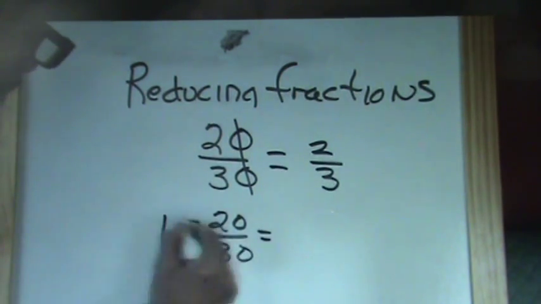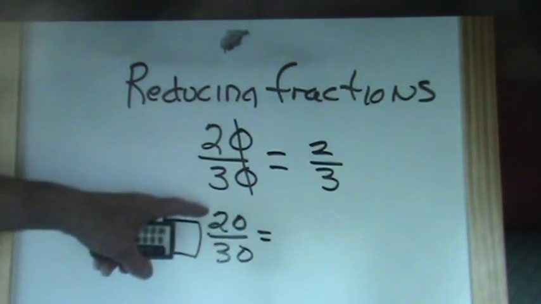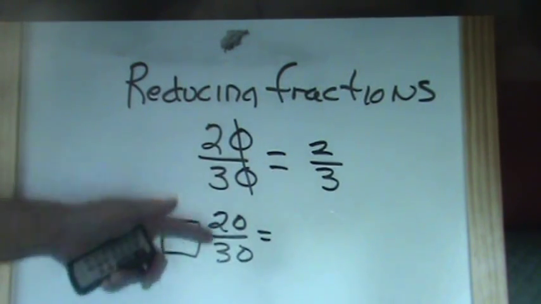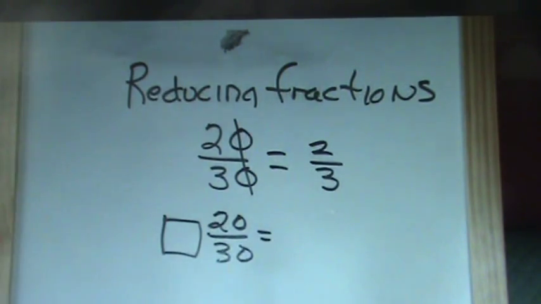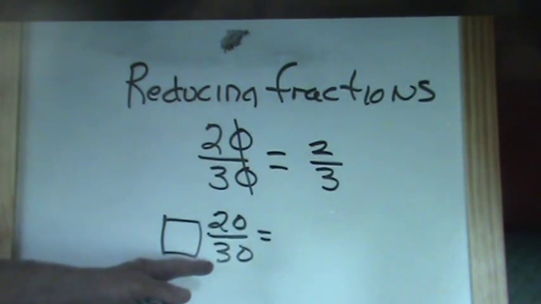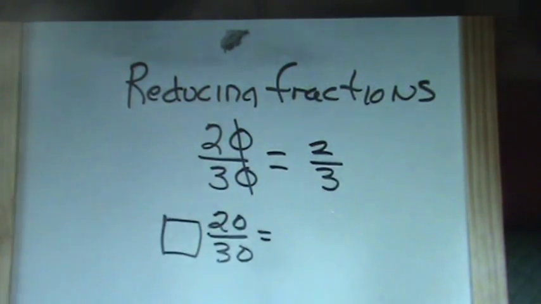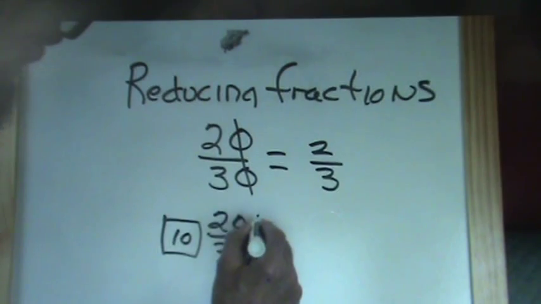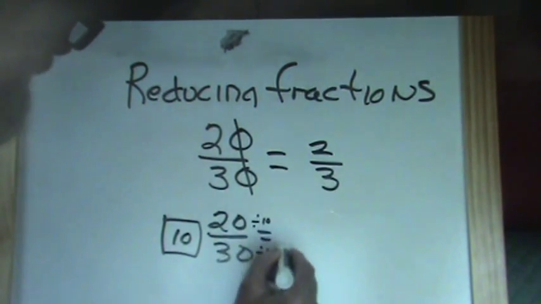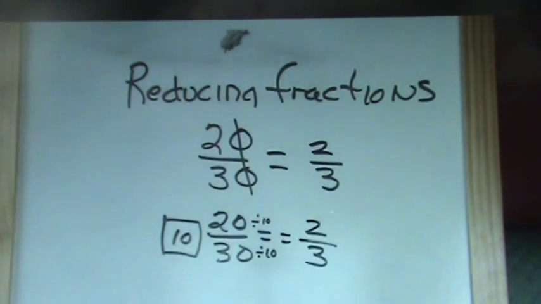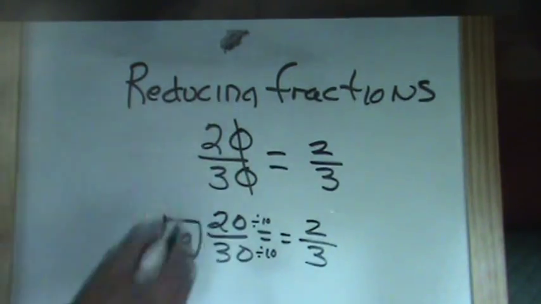If I'm looking for the largest number that goes into 20 and 30, well, I could say 2 goes into 20, will go 10 times, 2 goes into 30, 15 times, but that's not the largest number that goes into both of them. 5 will go into 20 4 times, 5 will go into 30 6 times, but that's not the largest number that will go into both of them. 10 is the largest number that goes into both of them. If I divide by 10 and divide by 10, 10 goes into 20 2 times, 10 goes into 30 3 times. So dividing by 10 is the same as just crossing out the zero.